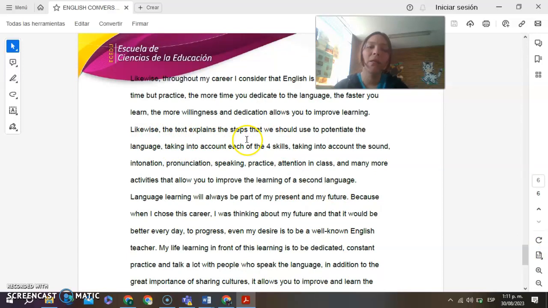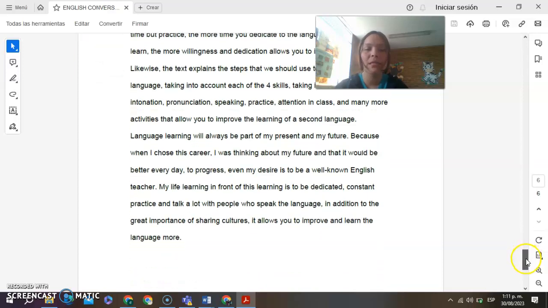The text explains the steps that we should use to develop the potential of the language, taking into account each of the 4 skills. Pronunciation, speaking practice, attention in class, and many more activities that allow you to improve the learning of the second language.